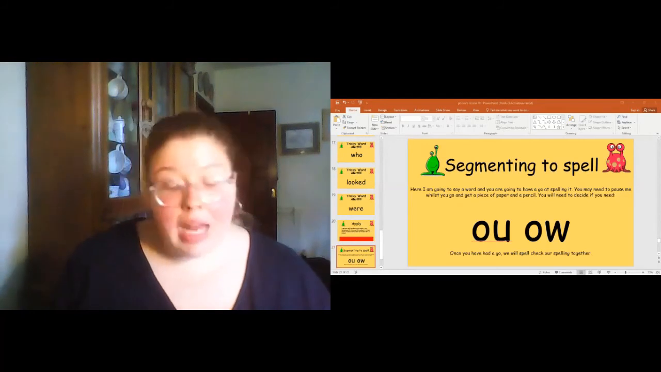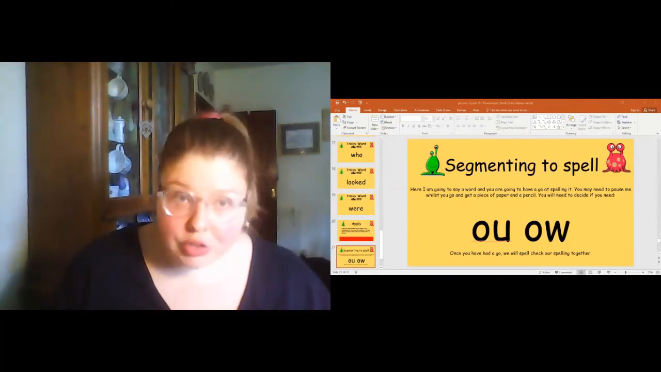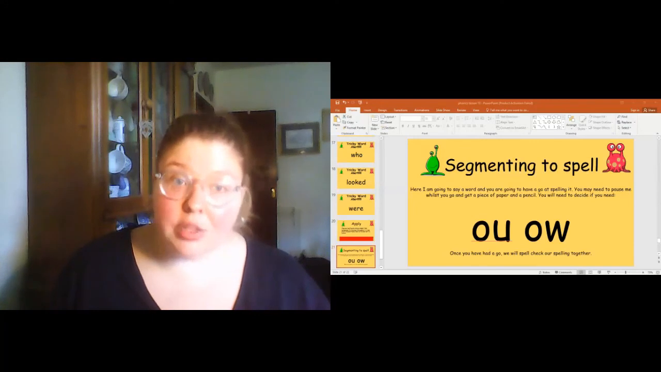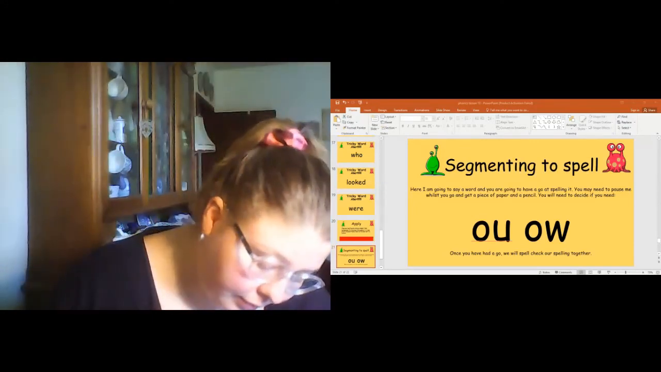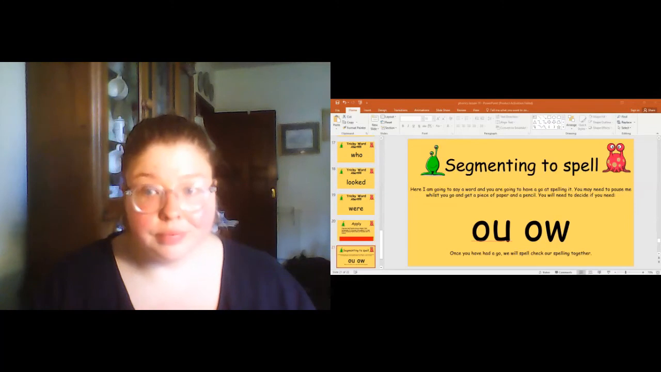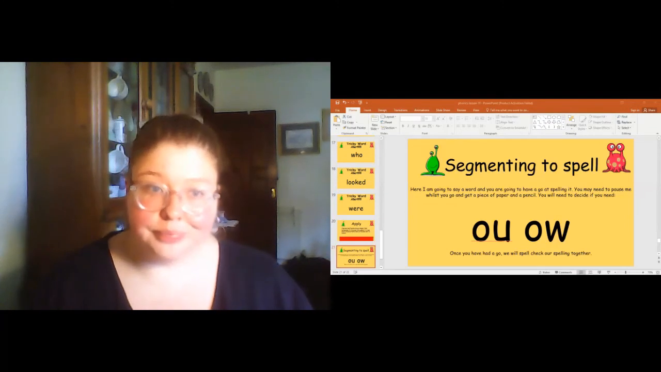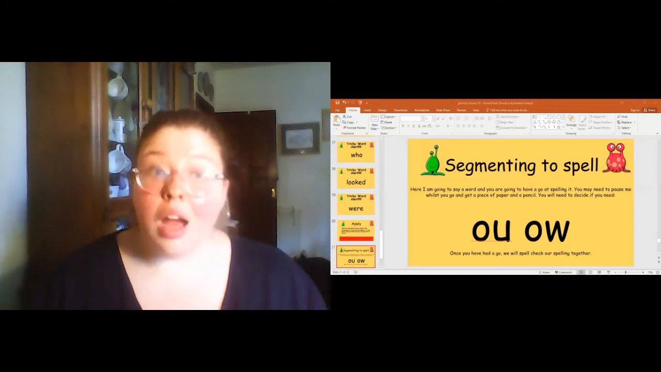Okay, now we're going to have a go at spelling some tricky words. These are our phase 4 tricky words. So the first tricky word I would like you to have a go at spelling is the word said. Said. Are you ready to share?